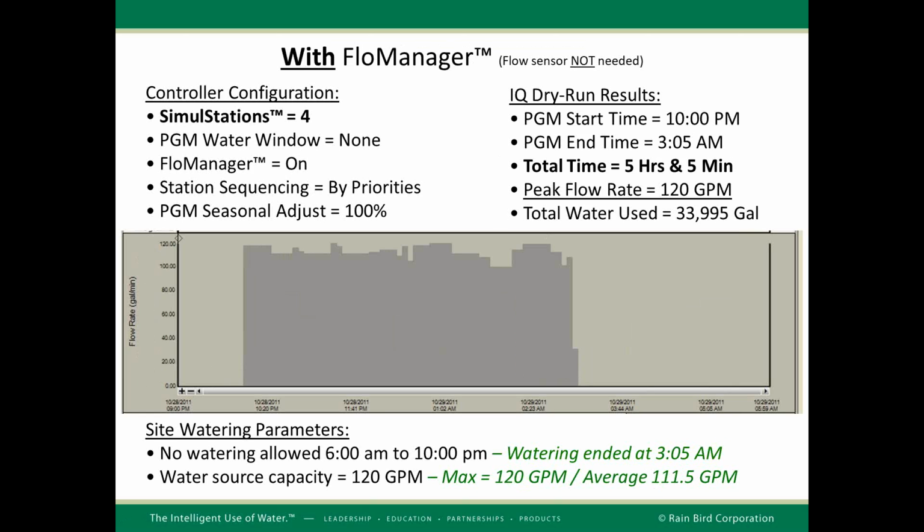When we implement Flow Manager and turn it on, nothing else changed with the scheduling, nothing else changed with the run times of the individual stations. But when we turn it on, we're able to run multiple stations at the same time. We essentially set up a rule with Flow Manager that says, look, our water source is 120 gallons a minute. We would like for you to run 120 gallons a minute or as close as you can to that, but never exceed that limitation. So it runs as many stations as it can. It starts them off and it starts operating.